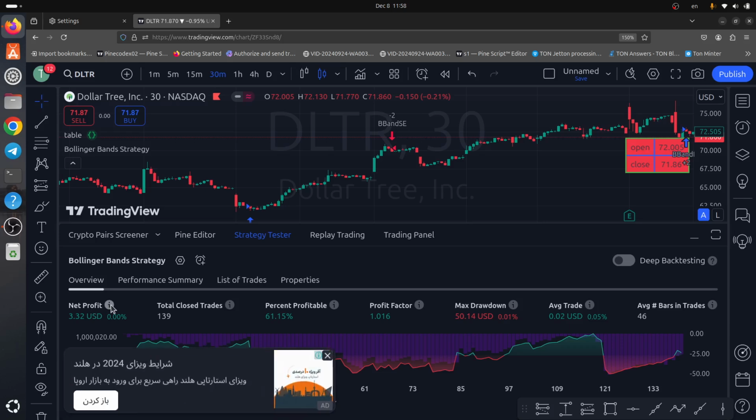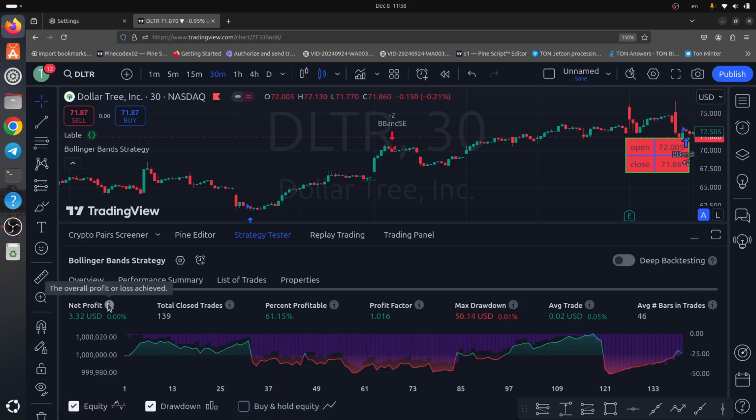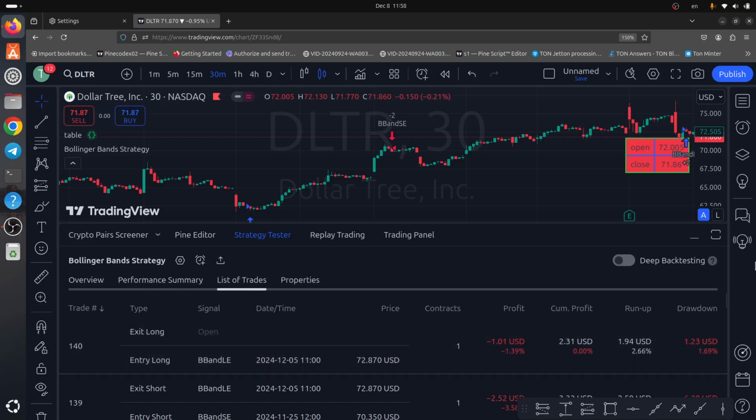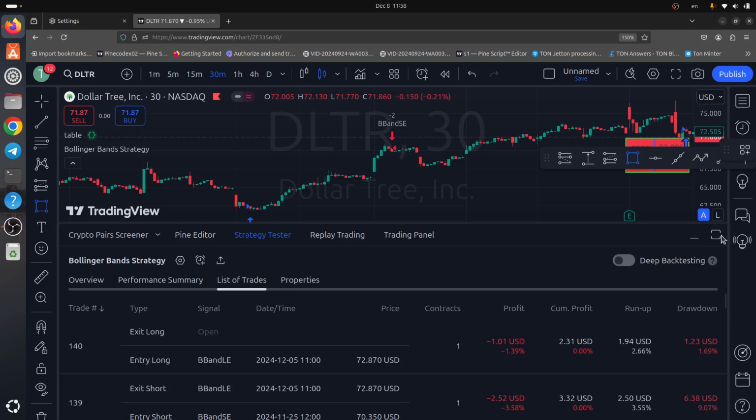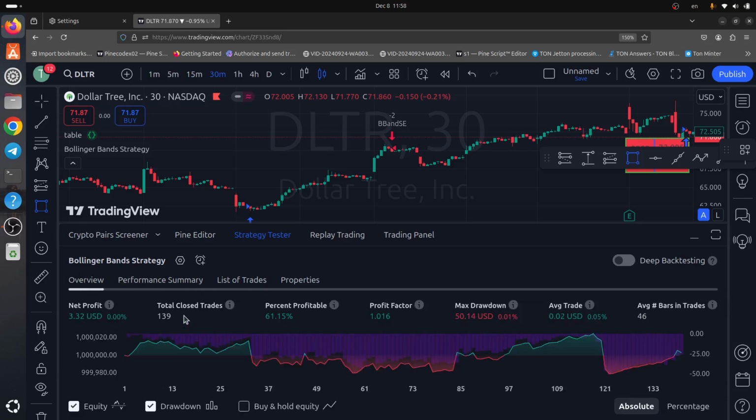Okay, here is net profit, the overall profit or loss achieved, in this period, from this date until this date. It will show us net profit, total closed trades, percent profitable. It is more than 60, but it's not profitable because risk reward is important.